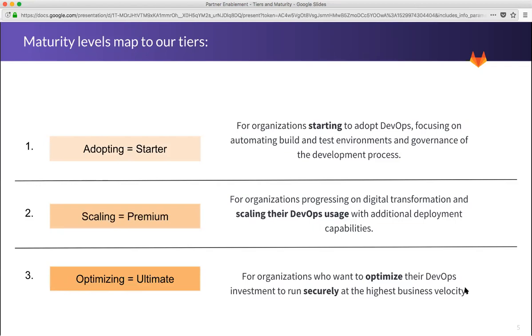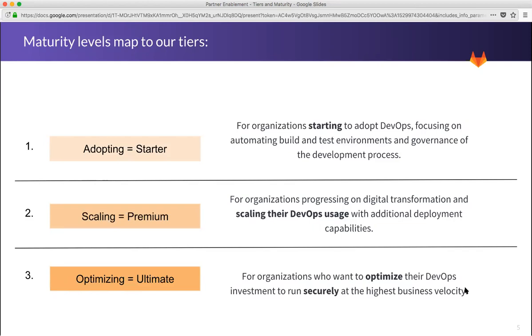So it doesn't make sense to sell them Ultimate, where they're going to have advanced security scanning and the ability to scale out globally, if they're still working on how do we make sure that our code is secure, or is controlled, and how do we make sure that we automate the process and test it properly, right? And so this is where organizations would land in starter if they're in the adopting phase, if they're starting with something like not Git or some legacy tool.